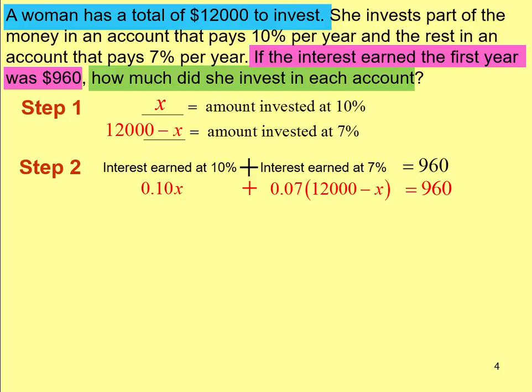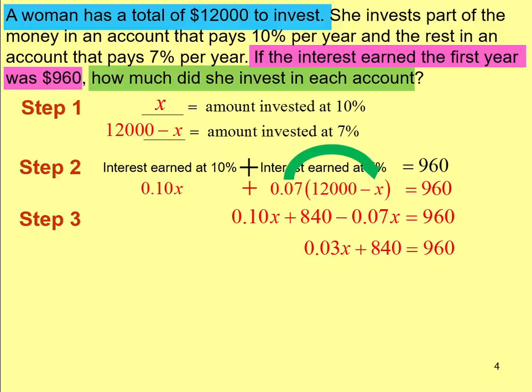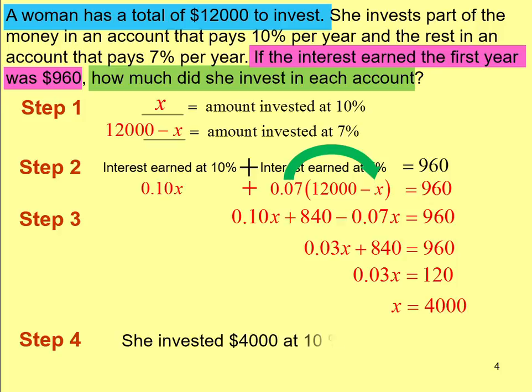Now we're through with the thinking part of it. Now it's just doing the steps that are appropriate for solving the equation. 0.07 times 12,000 and 0.07 times x. Put the 2 x's together, 0.10 minus 0.07, subtract 840, divide by 0.03. Step 4, go back and look at what you put in step 1 and make sure everything works out. x equals 4,000 is the amount at 10%, and 12,000 minus 4,000 would be the amount at 7%.